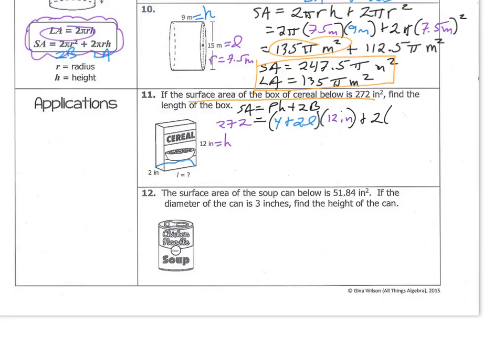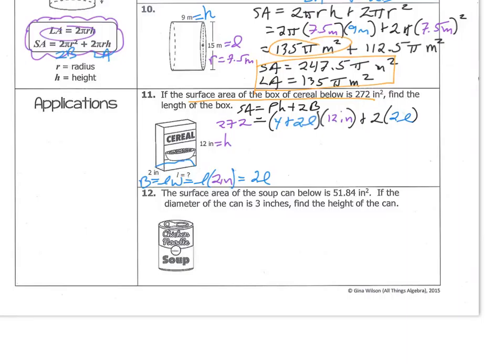plus 2 big B. What's my area formula for big B? What's the area for a rectangle? And we're going to use length times width since they're using length and width. We don't know our length, but what's our width? Isn't it 2 inches? So wouldn't our big B be 2L inches squared? But we'll work with that later. Right? Isn't our area just 2 times L? Agreed? So we're going to put in 2L here.